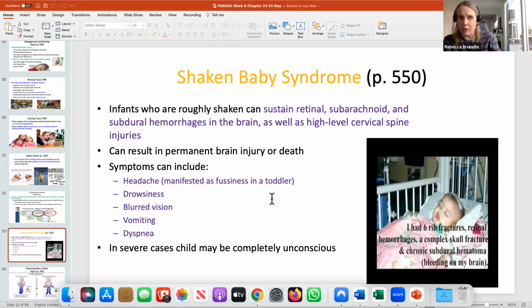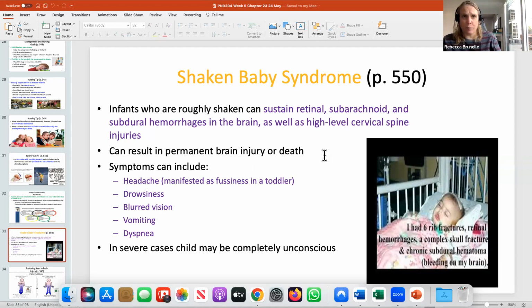Unfortunately, when we are talking about pediatrics, we always have to think about the possibility of child abuse. Specifically, there is shaken baby syndrome, and the name of the syndrome describes what happens. You pick a baby up and shake them. Depending on their age, they can have irritability, vomiting, blurred vision, or excessive sleepiness. They could have a headache, which could manifest as just being fussy in a toddler.